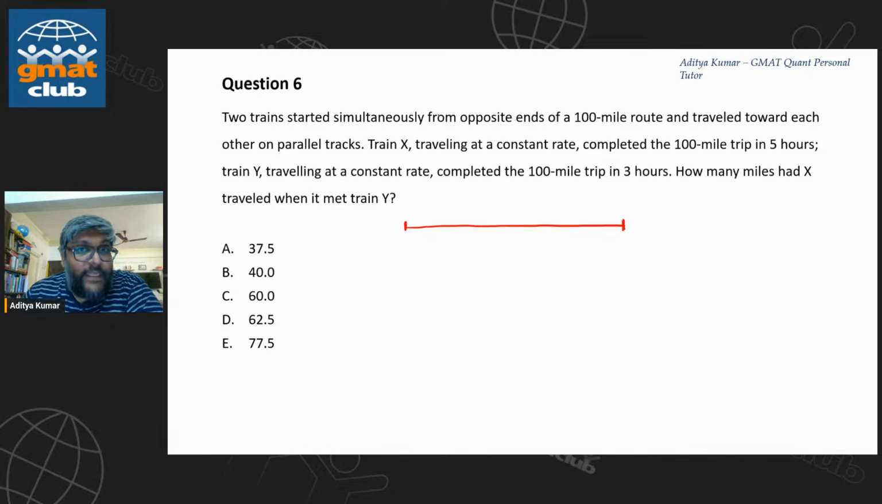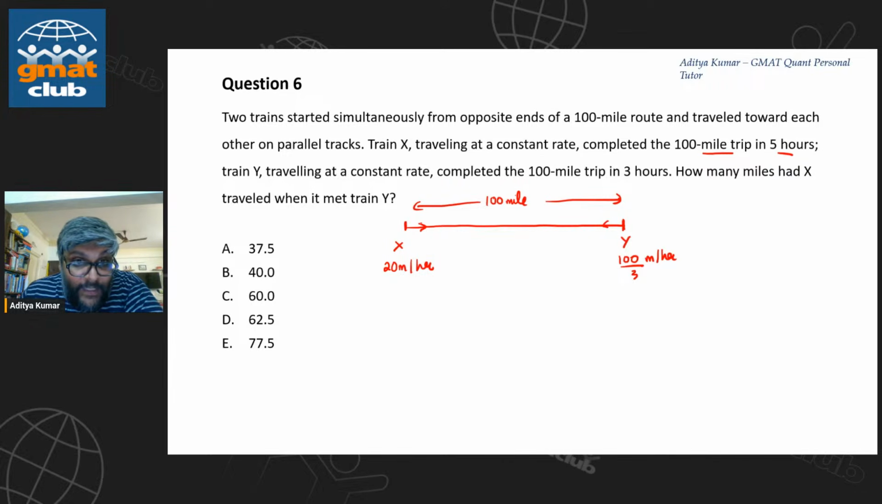Two trains start simultaneously from opposite ends of a 100-mile route. Simultaneous movement already from the beginning. This is the 100-mile route. This is X, this is Y. They are moving simultaneously towards each other, right? On parallel tracks. Train X traveling at a constant rate completed the 100-mile trip in 5 hours. So the speed of X is 20 miles per hour. I'm directly writing that. And train Y completed the 100-mile trip in 3 hours. So the speed of Y is 100 by 3 miles per hour.